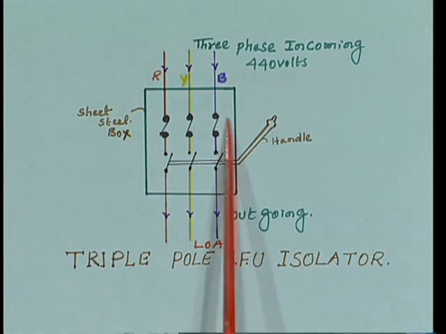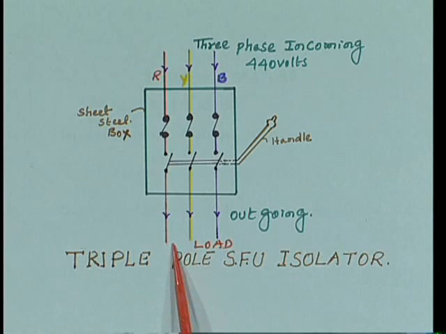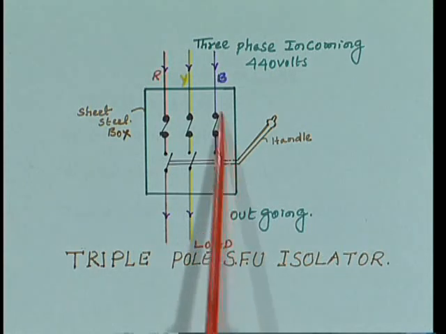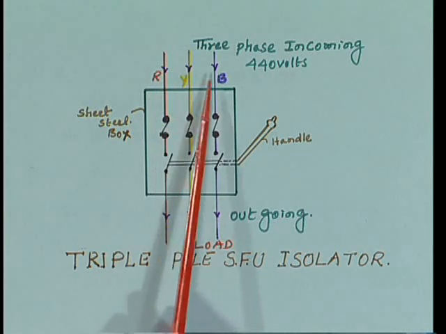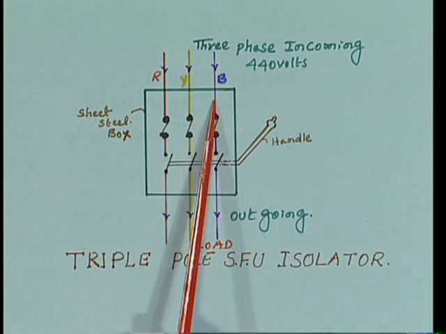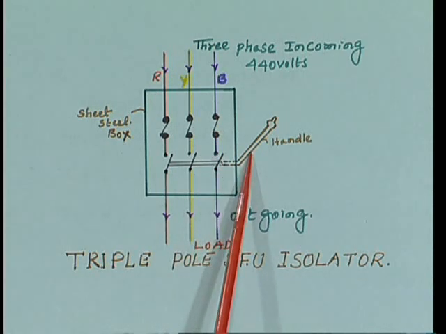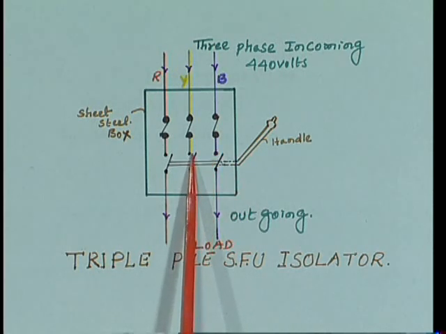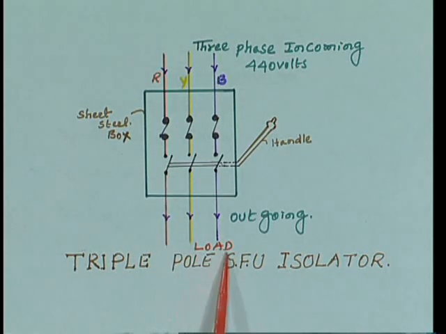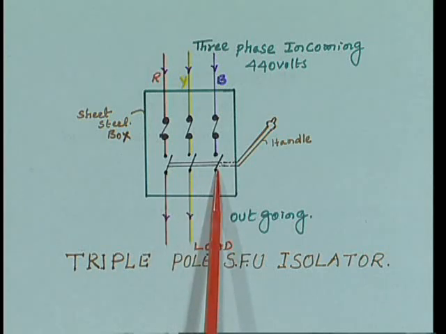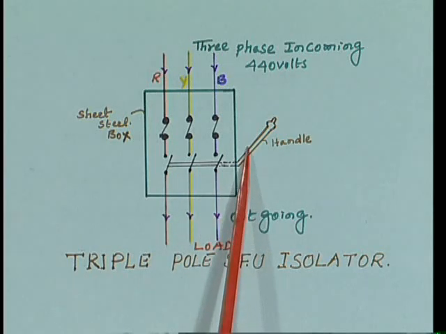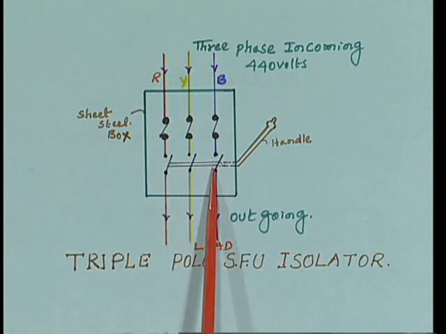When these three phases are connected to a three phase load, you will be getting a three phase supply, that is red phase, yellow phase, blue phase. So three phase supply we are receiving, and once we put on the handle, the switch will be closed. Therefore, three phase supply reaches the load, and on the load side, if the equipment is connected, the equipment runs. So once we open the handle, all the three switches should be simultaneously opened.